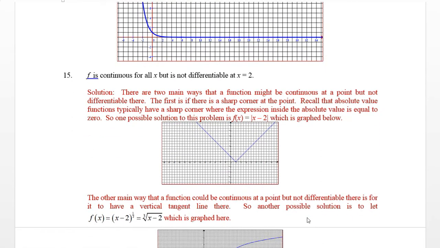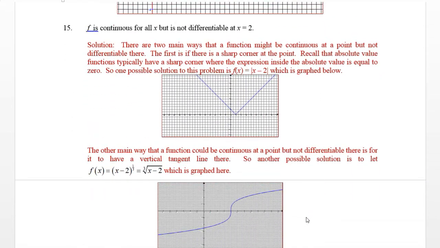Another way we could get it to be continuous but not differentiable at x equals 2 is to have a vertical tangent line. So this one up here with the sharp corner doesn't have a well-defined tangent line at x equals 2. On the one hand, secant lines from the right of that would be this line right here extended, okay, which would have a slope of 1. And from the left, the secant lines coming in would be this line extended, and that would have a slope of -1.